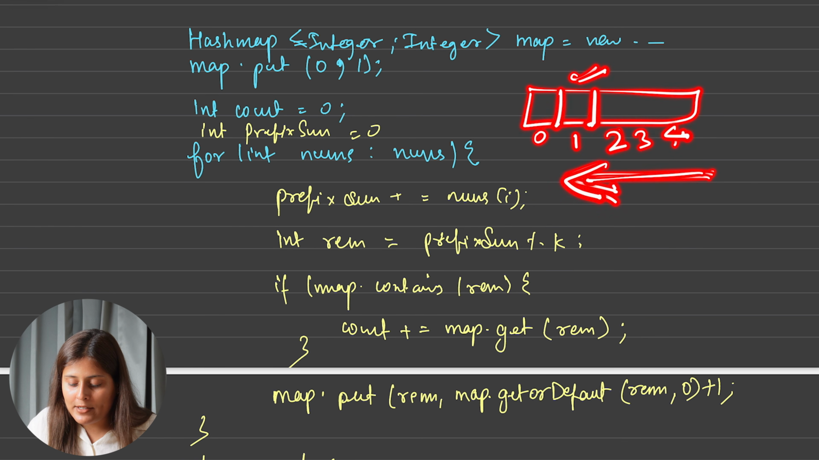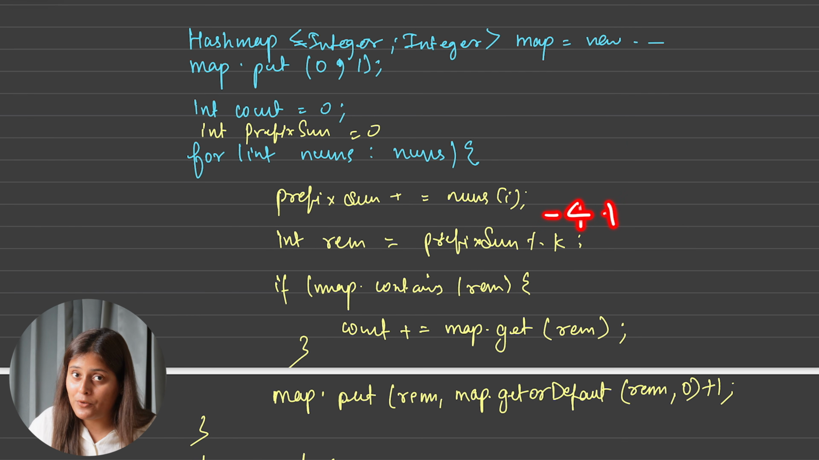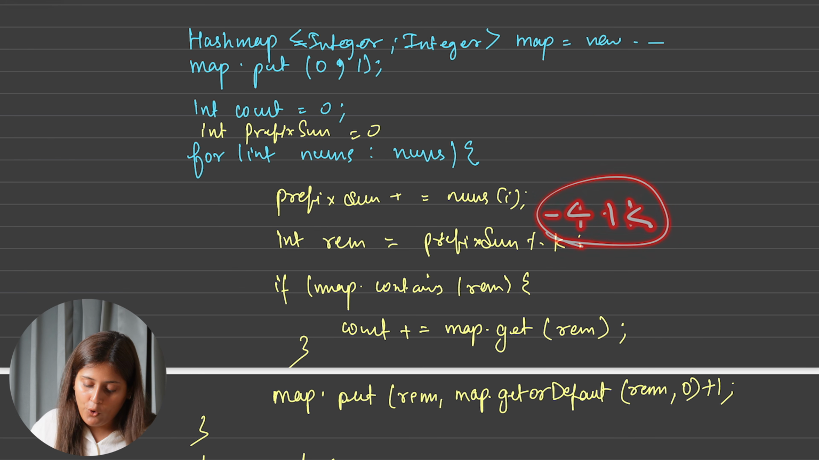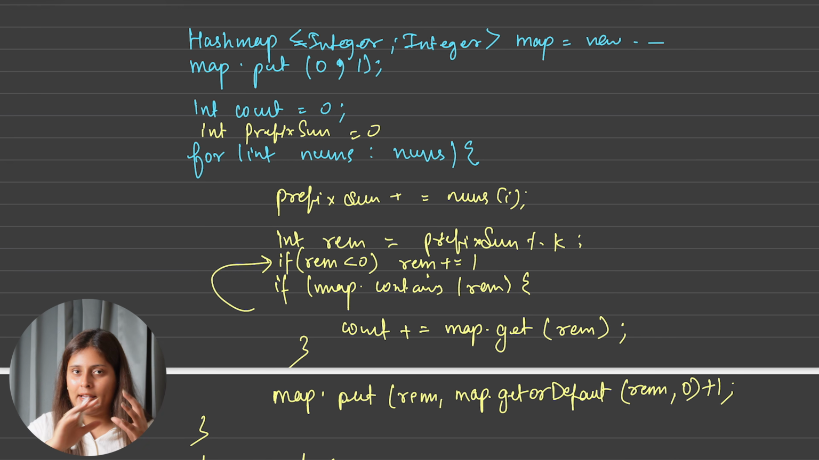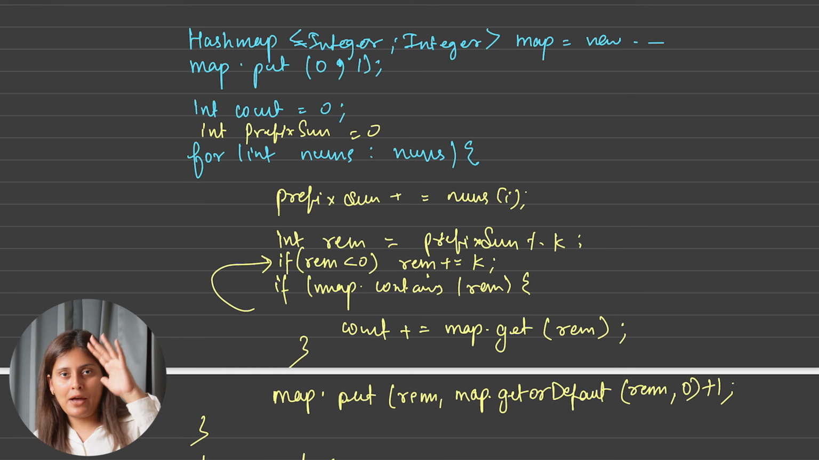Nothing but we will do -4 plus k, and k is nothing but 5. So before adding this, before checking this, let's check if your remainder is negative. If your remainder is negative, just do remainder plus equal to k. Like it will bring -4 from the right side to 1 only. So to get it, we have to add this k.